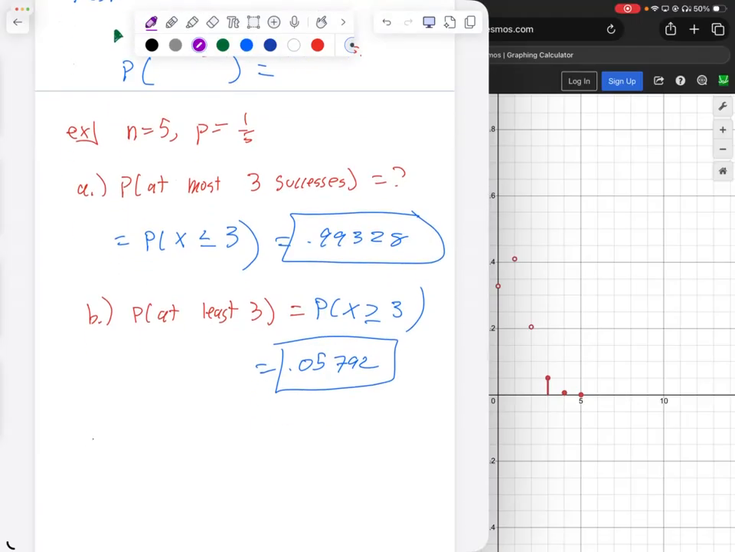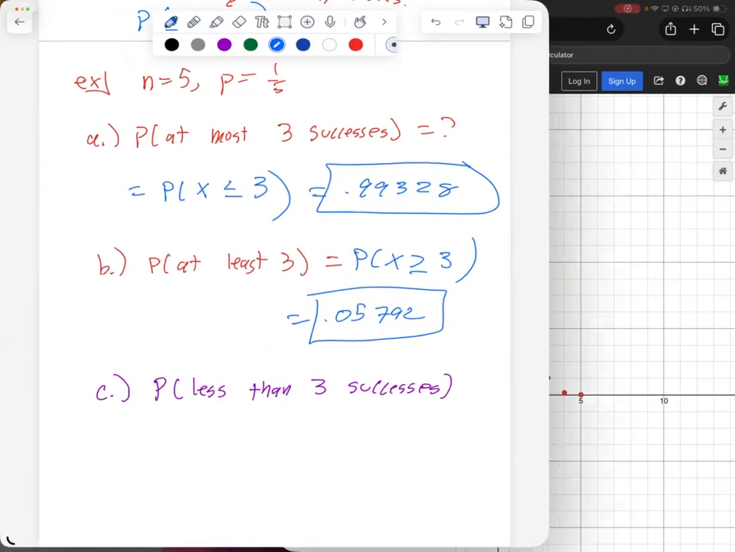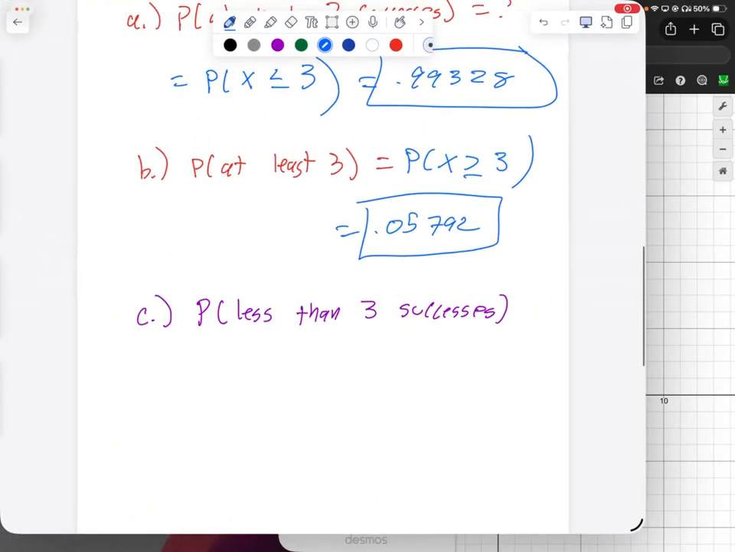Let's answer a new question. C, a new one. What's the probability that you get less than 3 successes? Now, here is a trick. If you're struggling, you don't know what it is, label them all out. So we have 0, 1, 2, 3, 4, and 5. Which of these is less than 3? 2 is less. What else? 1 and 0. So we don't want these right here. So if I'm doing this the long way, I want to add the answers for 0, 1, and 2.